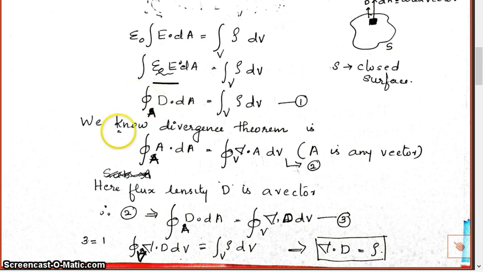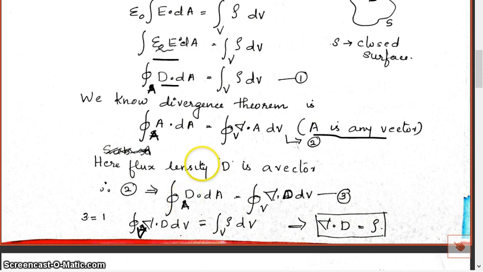Now coming to the divergence theorem, we know the area integral of A dot dA equals the volume integral of del dot A dV, where A is any vector. Now in our equation 1, D, the electric flux density, is a vector. So I am going to rewrite the divergence theorem for D. I can write the area integral of D dot dA equal to the volume integral of del dot D dV.